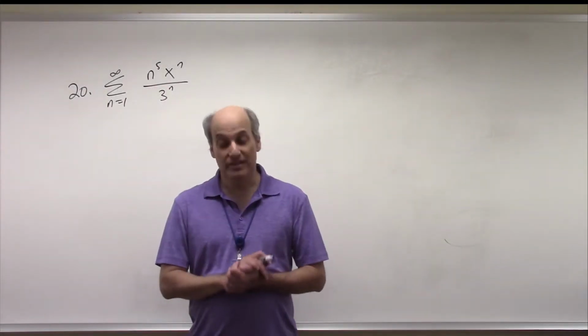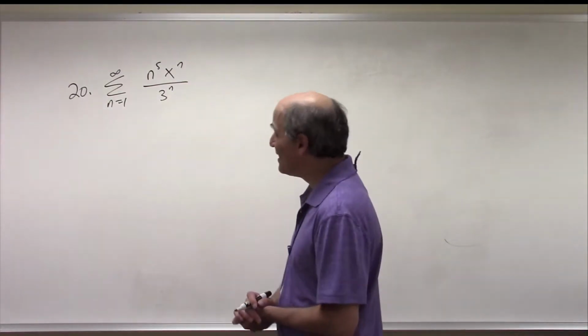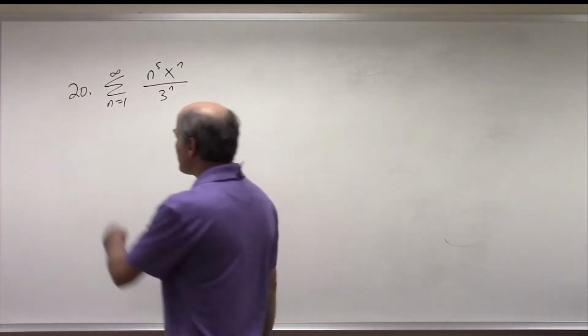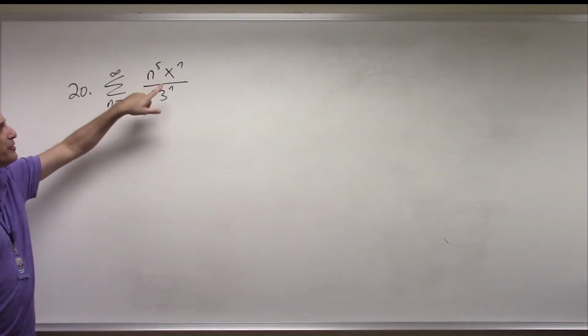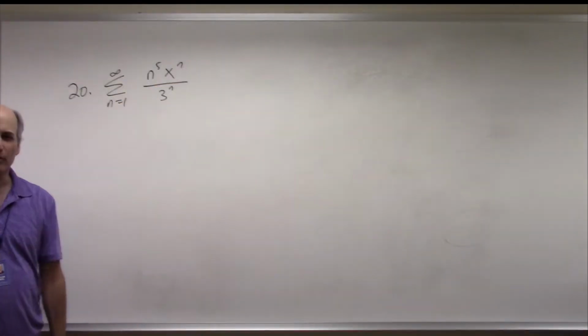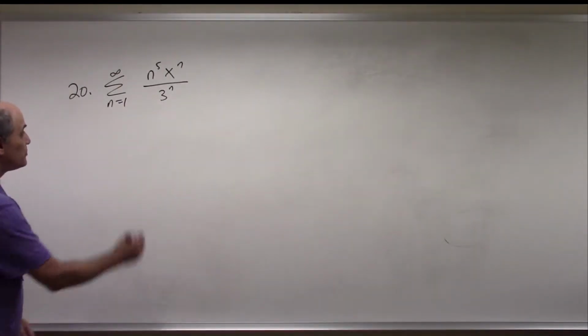All right, here's another example of using the ratio test to find the interval of convergence. Here's one that looks pretty complicated. This is problem 20. The sum from n equals 1 to infinity of n to the fifth power x to the n over 3 to the n. All right, well, as always, we'll use the ratio test.